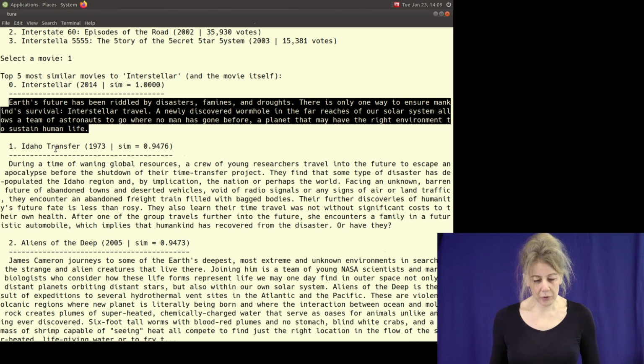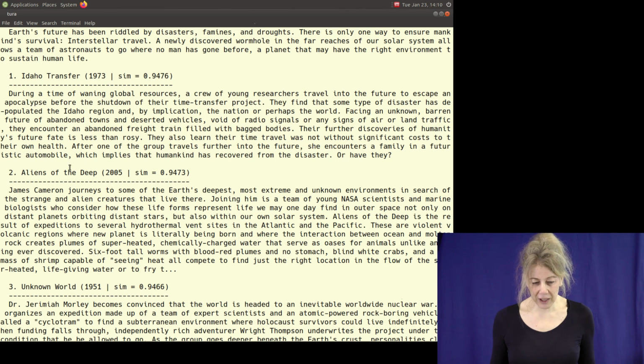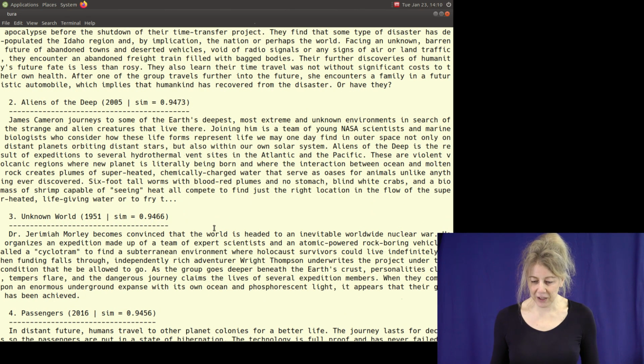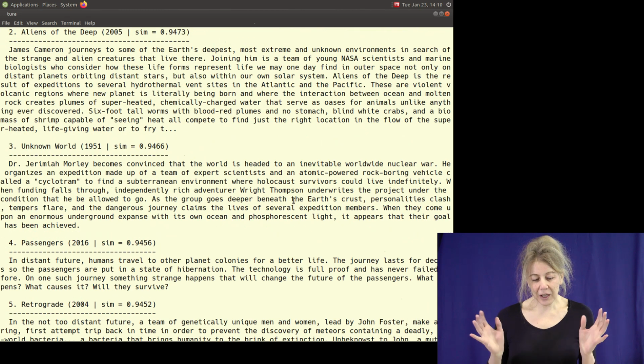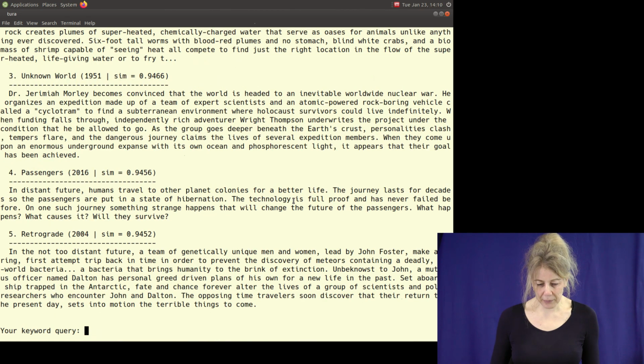So what do we have here? Young researchers travel into the future. Interstellar is also about time travel and so on. Apocalypse. Here we have aliens, NASA scientists, also about space. Also here's nuclear war, Earth. So kind of related.